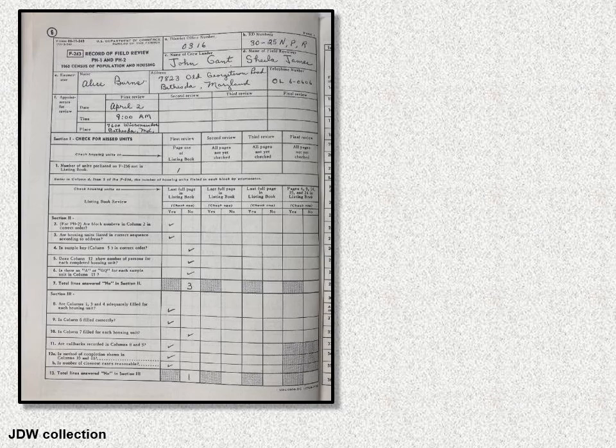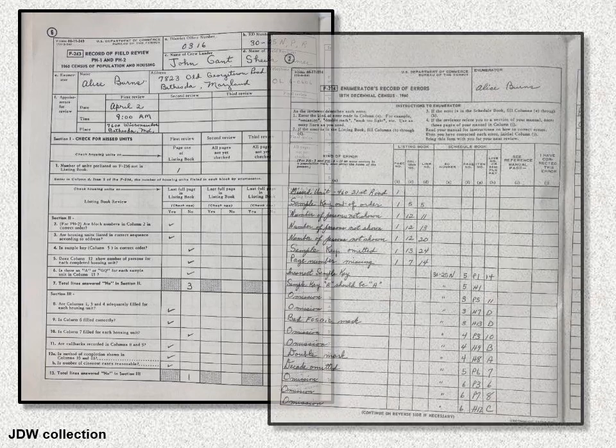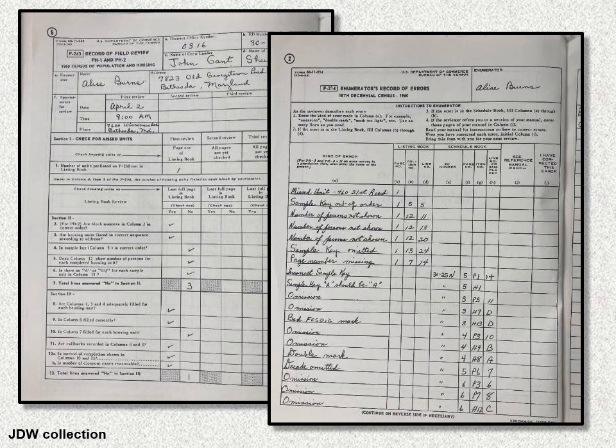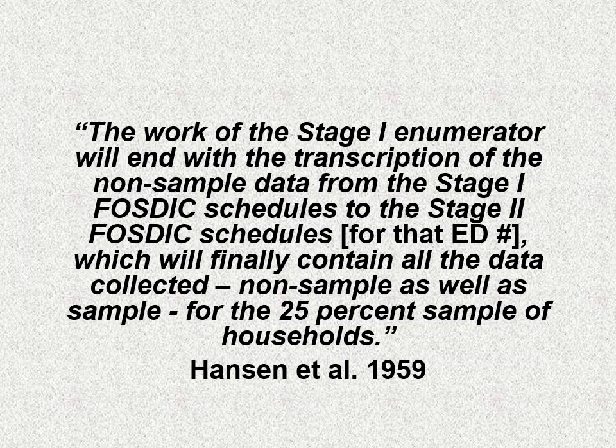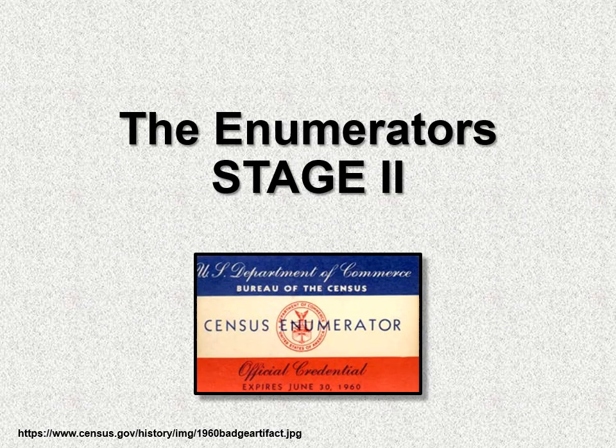And here is a field review. This is a sample showing how detailed the list is and what had to be corrected. And then the work of the stage 1 enumerator will end with the transcription of the non-sample data from the stage 1 FOSDIC book schedules to the stage 2 FOSDIC book schedules for that ED number, which will finally contain all the data collected, non-sample as well as sample for the 25% sample of households. Very clear. Stage 2.